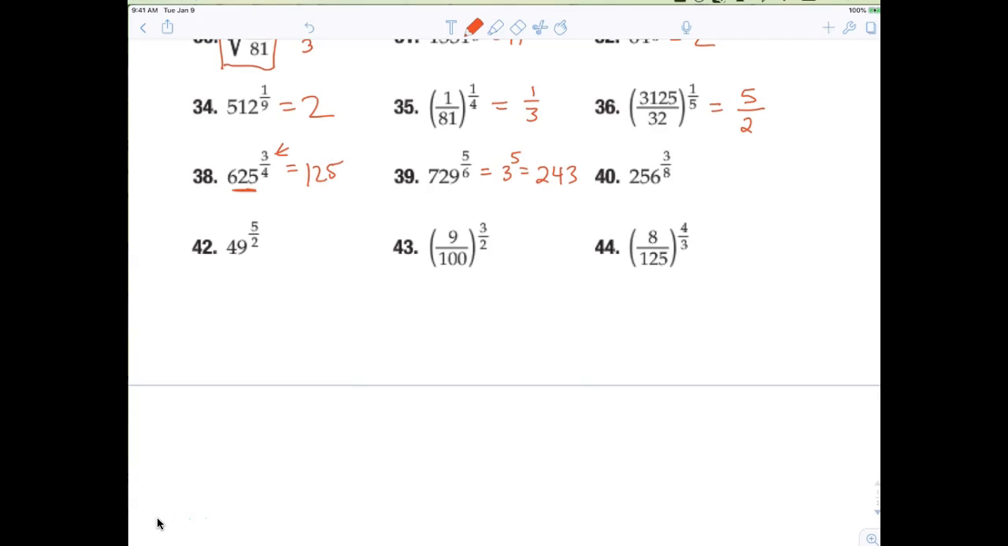All right. What do you think the eighth root of 256 is? 2. Thank you. And then 2 to the third power is what? 8. Perfect. And again, you're not taking my word for it. All right. Verify.